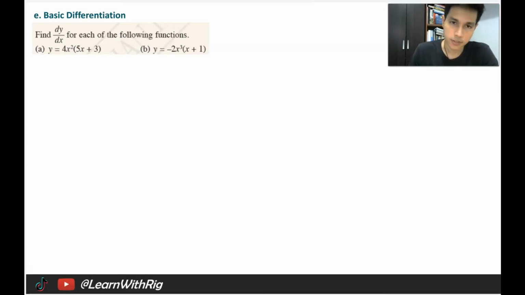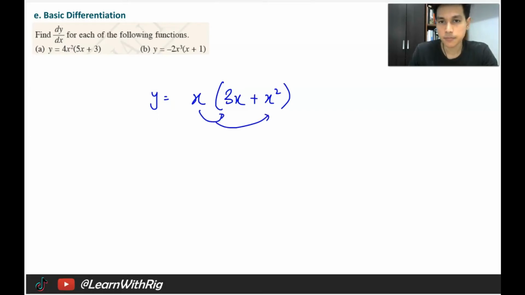For example, y equals x times 3x plus x squared. How are you going to solve this? If you want to differentiate this, the first way, which is the easiest way, is you can expand. So you get 3x squared plus x cubed. Then you differentiate. Yes, you can do that. So you get 6x plus 3x squared. You can do this.